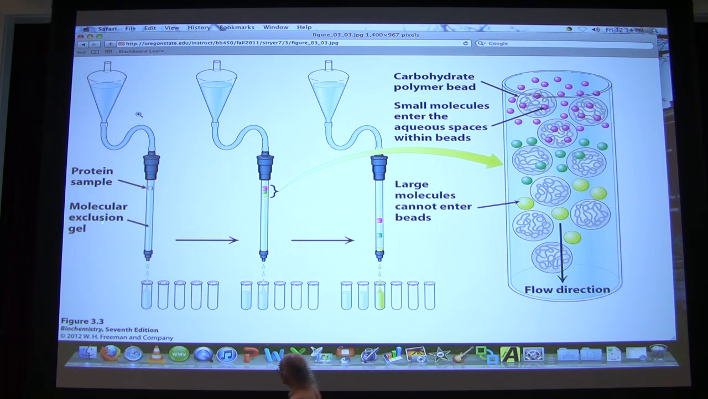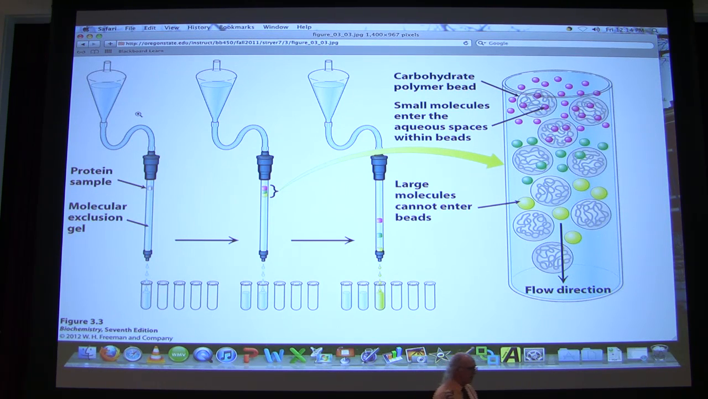I actually sort of prefer molecular exclusion, but either one is acceptable as far as I'm concerned. Now, to understand this technique, we need to understand the physical nature of the separation. So to use this technique, I have to have something that's pretty cool.